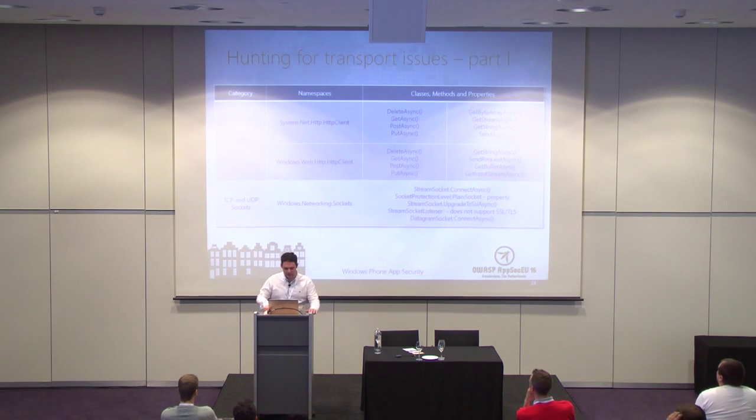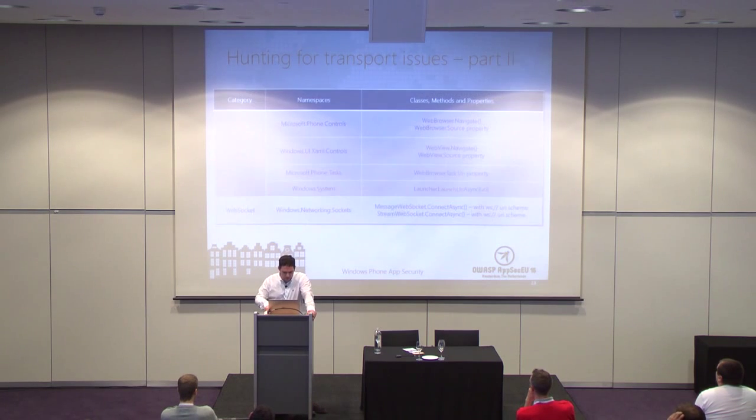I summarize in these tables the different ways an application may communicate with a remote system. Basically, the methods that I'm proposing accept the URI object, or we have some property that can be assigned a URL.